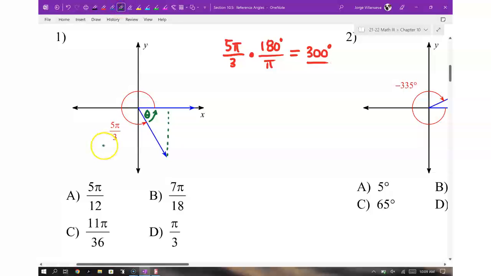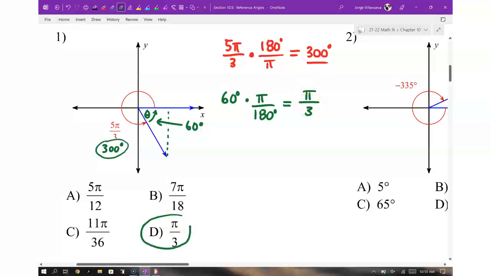So I'm going to mark this right here. I'm going to put 300 degrees. Okay? 300 degrees. How much is missing to get it to 360? If I'm at 300? 60, right? This has to be 60 degrees. But if you look at your ABCD, there's no 60 because I got to convert it back. So to go back to a radian, I'm going to get my 60 degrees and multiply by pi over 180. That comes out to pi over 3. So that would be D.